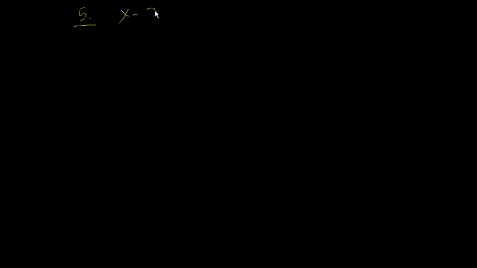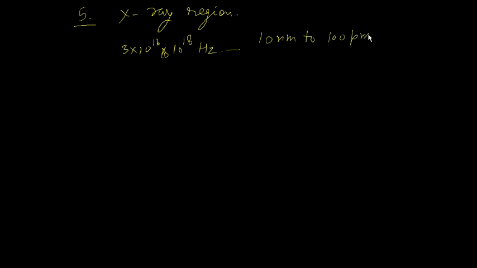X-ray region. The frequency range of the X-ray region is 3 into 10 raised power 16 to 10 raised power 18 hertz. This is the frequency range, and the wavelength is 10 nanometer to 100 picometer. This is the wavelength, and the energy order is of 10,000 kilojoules.